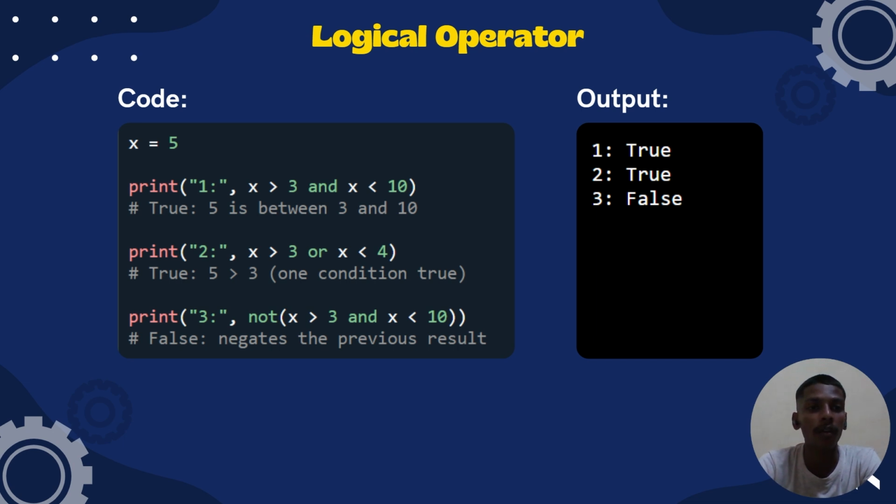Logical operators code: x equal to 5. The variable has been given the value. Print 1: x greater than 3 and x less than 10. True. 5 is between 3 and 10. Print 2: x greater than 3 or x less than 4. True. 5 is greater than 3, one condition is true. Print 3: not (x greater than 3 and x less than 10). False. Negate the previous result. We can see the output here.